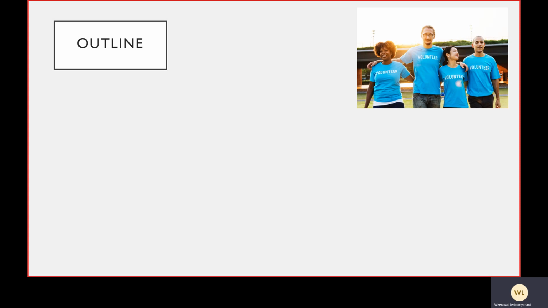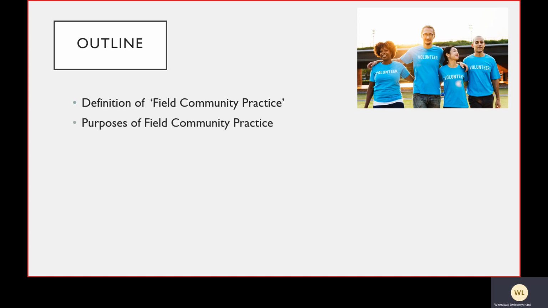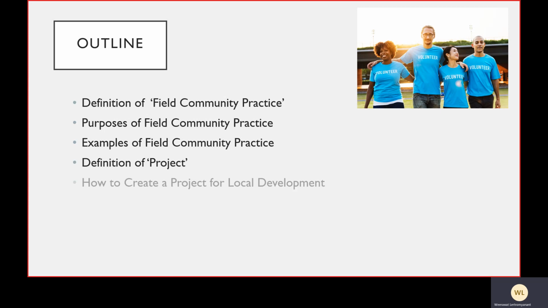All right. For what we're going to study today, let's have a look at the outline over here. First, I will talk about the definition of field community practice. Number two, I will clarify the purposes of field community practice. Next, I will talk about examples of field community practice. Then we move to project. I will talk about the definition of project, and then how to create a project for local development.